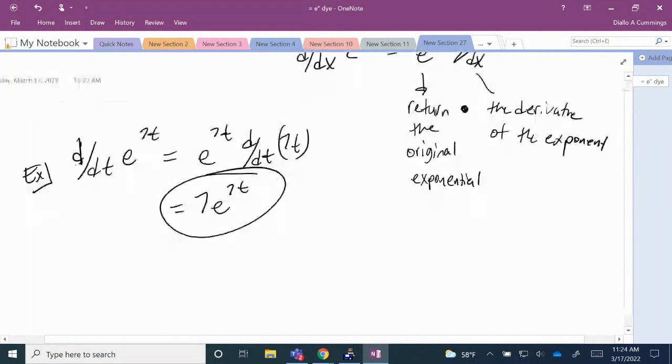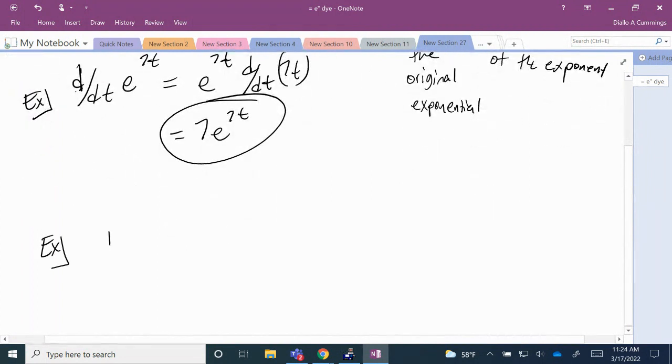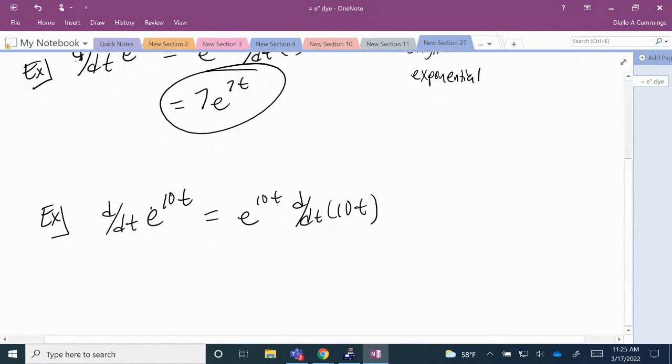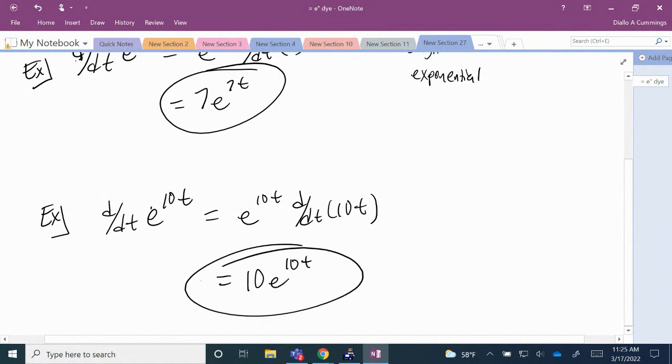So we're going to take a look at another example. The derivative with respect to t for e to the 10t. It's going to return the exponential given, e to the 10t, times the derivative of the exponent. If we were to take the derivative of 10t with respect to t, it would return 10. So here we have 10e to the 10t. All right, so I wanted to review that before we actually begin.